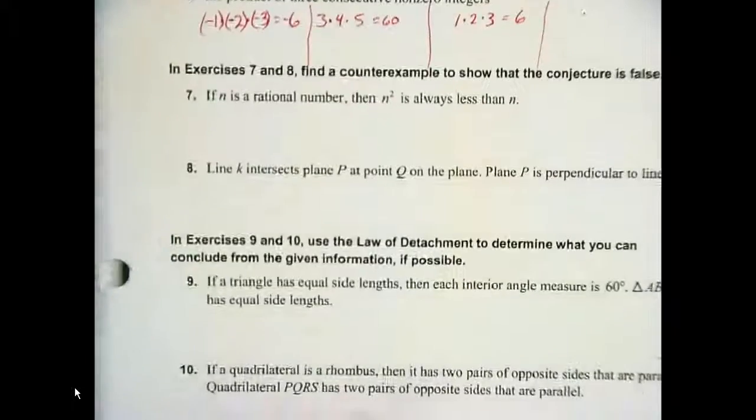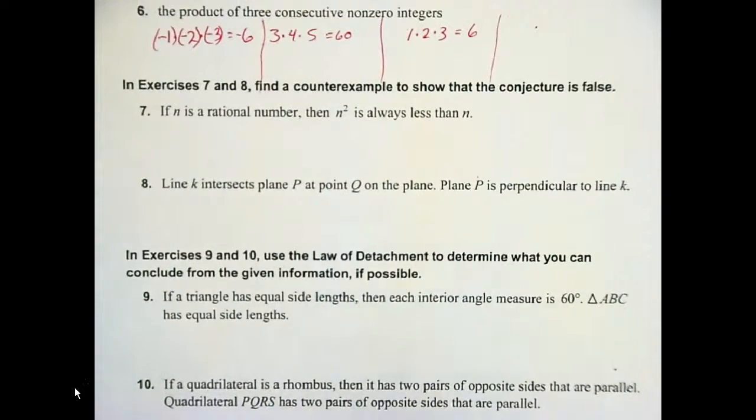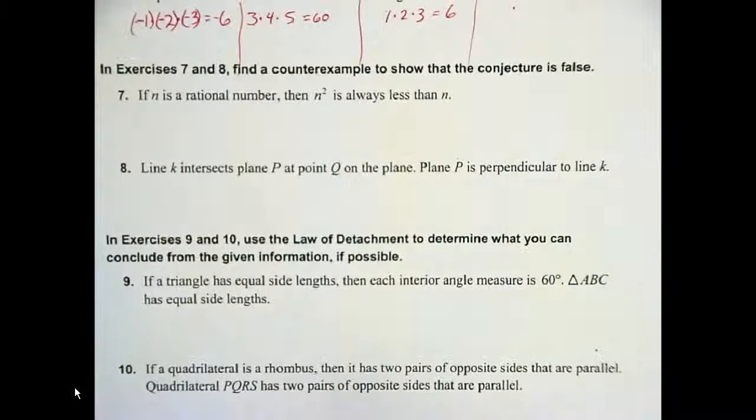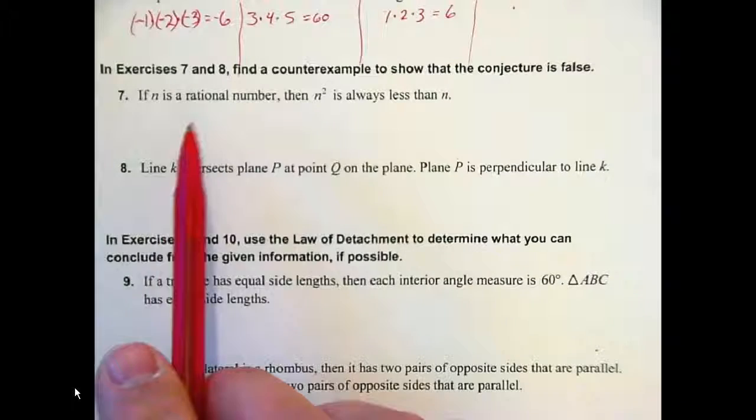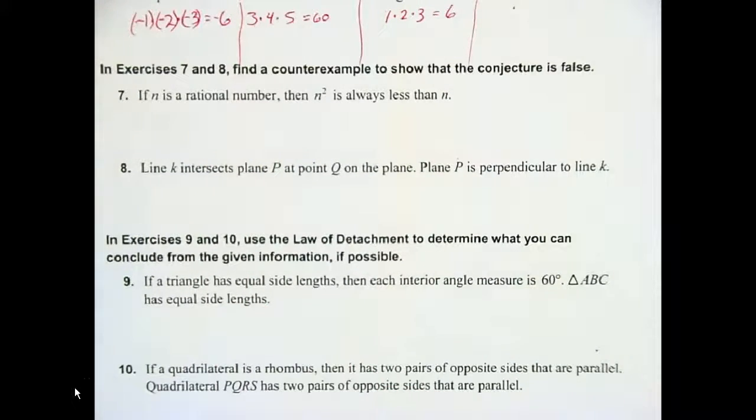Let's move on to 7. There are multiple conjectures we come up with and test. The counterexample will show the conjecture is false. If n is a rational number, then n squared is always less than n. Can we find a counterexample? First, can I pause real quick? A rational number, because I just assumed you know what that is.